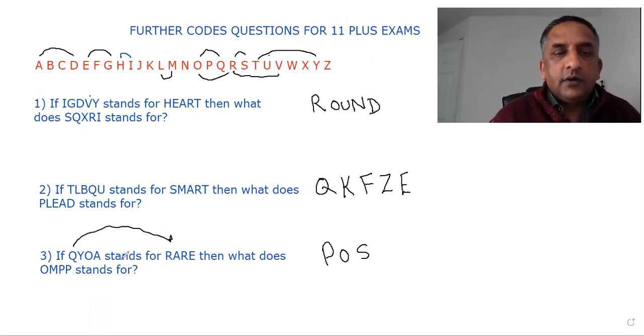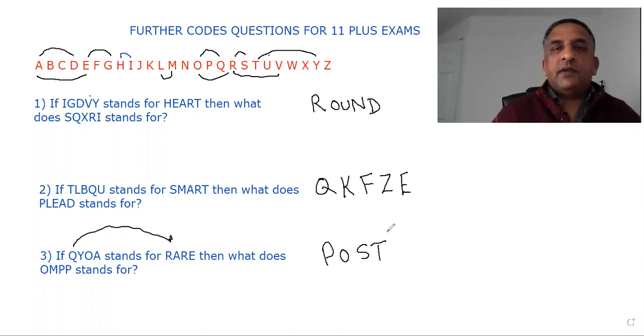In order to find the code for P, we'll see how they went from A to E. A is here and E is forward one, two, three, four spaces forward. So what we'll do from P, we'll go four spaces forward. One, two, three, four is T. So basically, post is the code for OMPP.